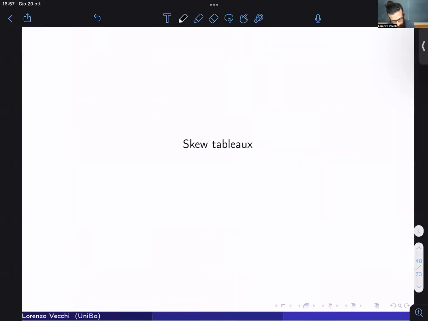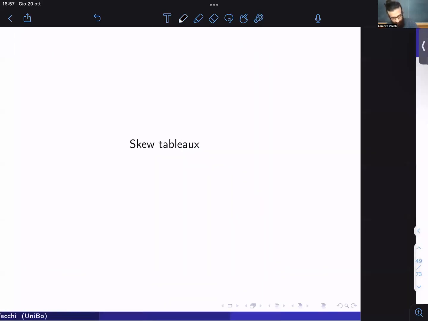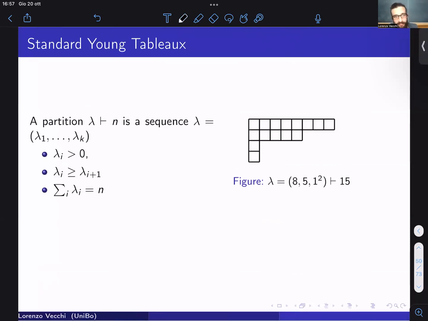Okay, so let's introduce the skew tableaux. I think everyone knows what these diagrams represent, but just to set the notation, I can start with a partition of an integer n, which is a non-increasing positive sequence such that its components sum up to n, and to any of these partitions, we can associate a diagram that looks like this. So we have some boxes, and the number of boxes are exactly given by our partition. So for example, for n equal 15, this is 8, 5, 1, 1. So I have 8 boxes, 5, 1, and 1.